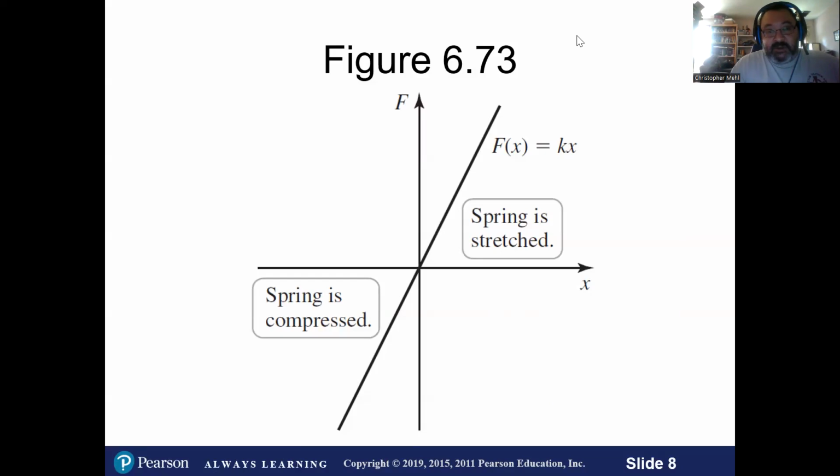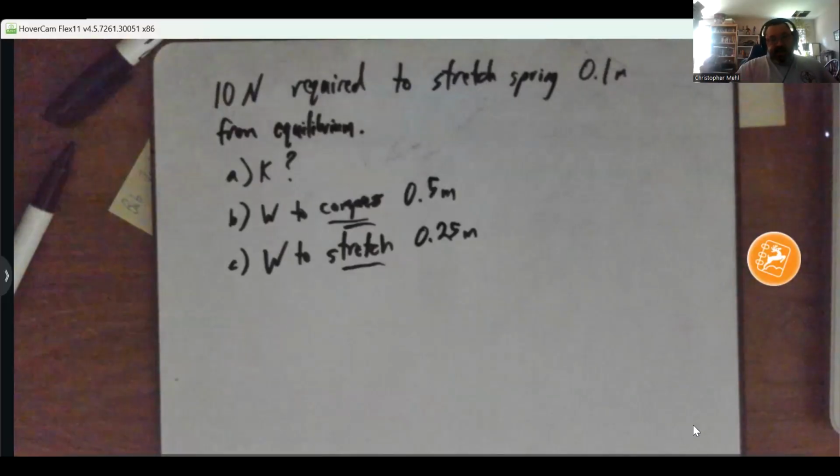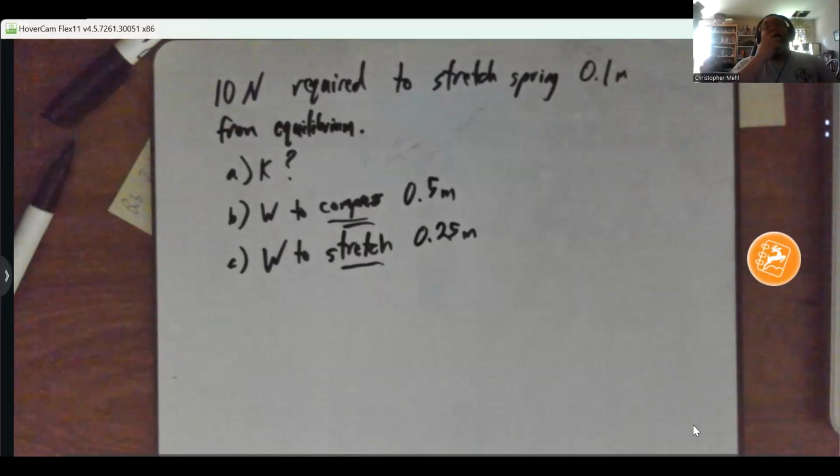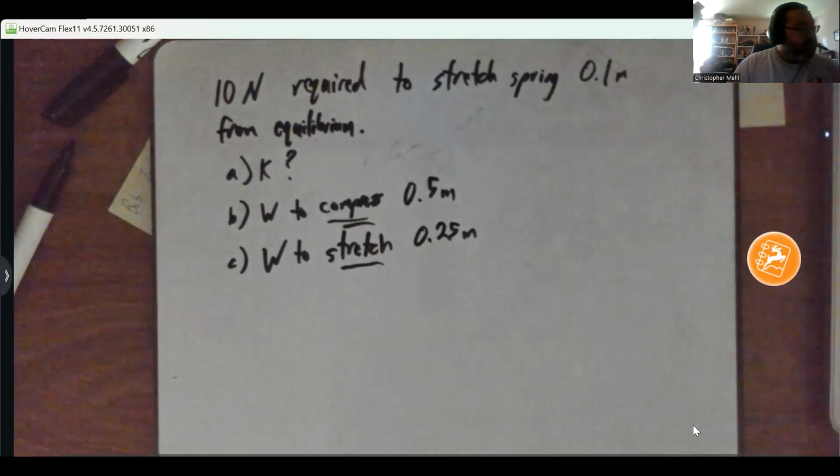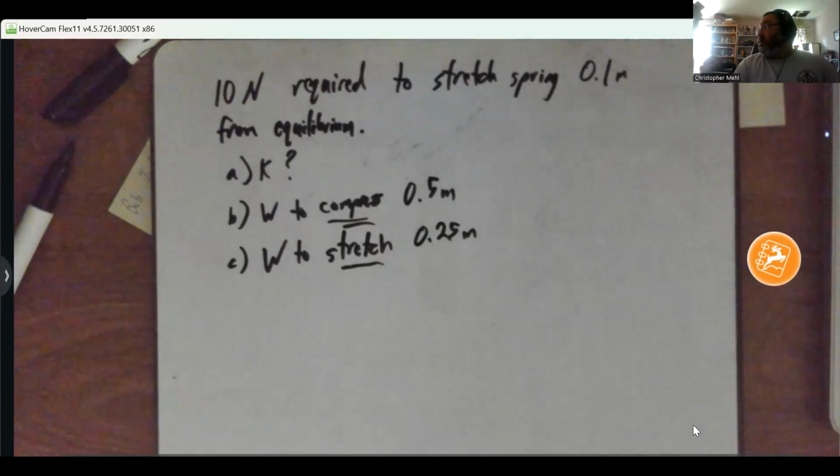And so what we want to do now is say, okay, let me switch screens here. All right, so we'll look at an example. Let's suppose I have a particular spring. The force required to stretch the spring 0.1 meters from equilibrium is 10 newtons. And then we want to know, what's the work done to compress the same spring 0.5 meters, or to stretch it 0.25 meters?